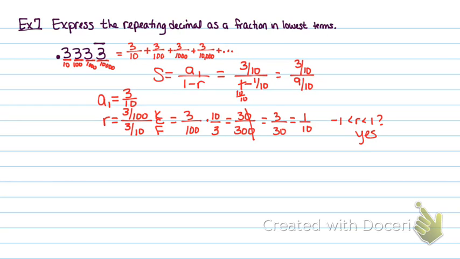And what are we going to do there? Okay, you want to do keep it, change it, flip it, or you can multiply by the reciprocal, whichever. So 3/10 times 10/9. Multiply straight across. So 30 over 90. Zeros cancel, so 3/9, which reduces to the 1/3 that we knew it was equal to, but now we know why.